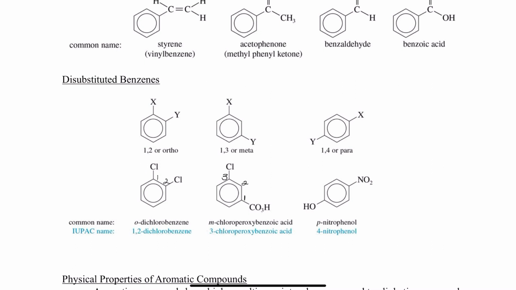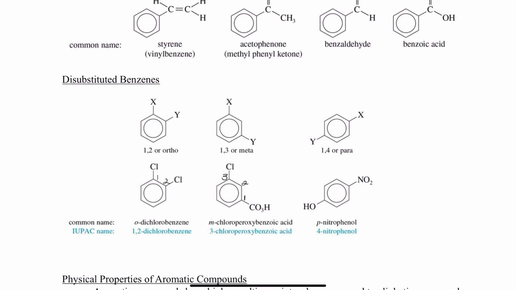Which, by the way, MCPBA, metachloroperoxybenzoic acid, this is what we use for an epoxidation reaction, MCPBA. It's a peroxy acid. Anyway, it's just cool to tie concepts from previous chapters.